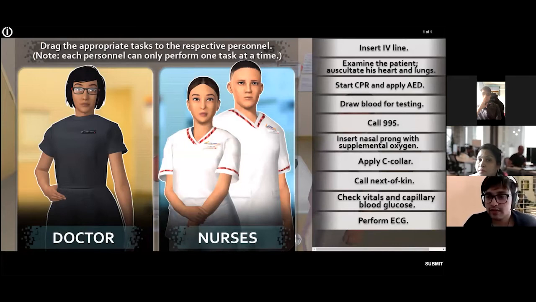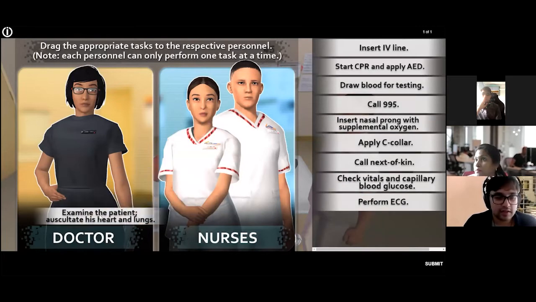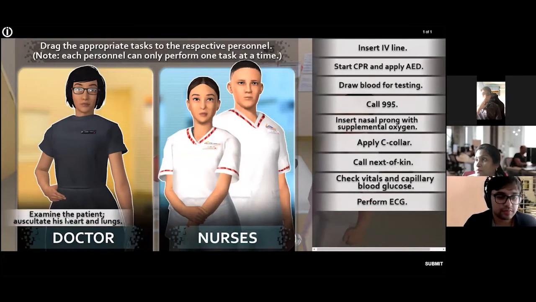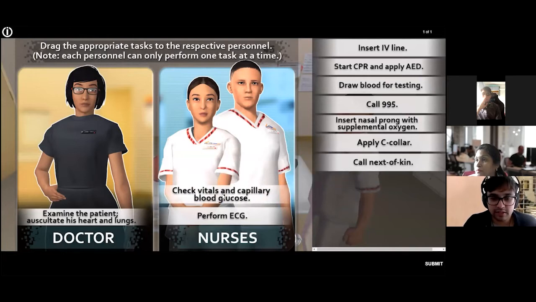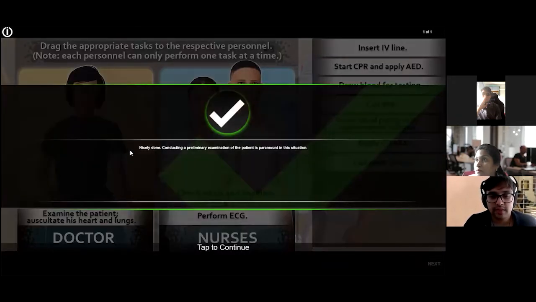The doctor is supposed to examine the patient and auscultate the heart and lungs. So we'll just put this answer over here. And the nurses are supposed to perform an ECG as well as check vitals and capillary blood glucose. When you've put these three stickers in place, you can submit your answer and continue. And then we get a little bit of feedback that says nicely done and so on.